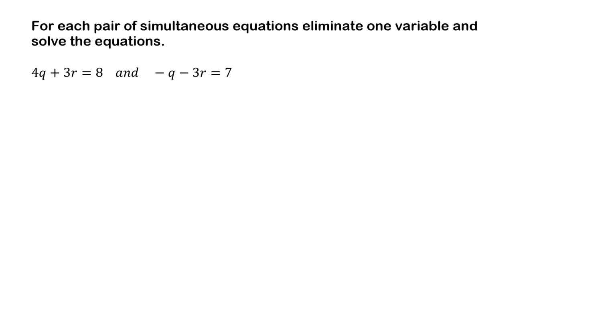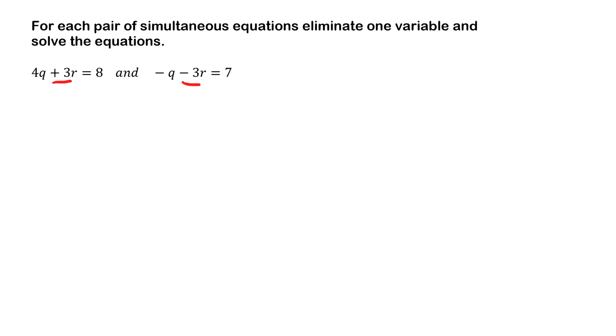Here we have two equations and we need to solve them simultaneously. The first thing I think you should do is underline what you want to cancel out. We're looking at cancelling out the r's here because they have the same coefficient. They're both 3r. Now one's a plus and one's a minus, so we either have to add the equations or subtract them.